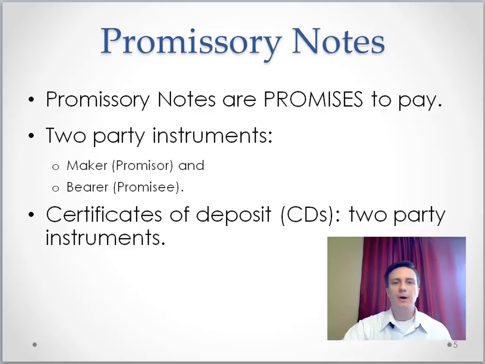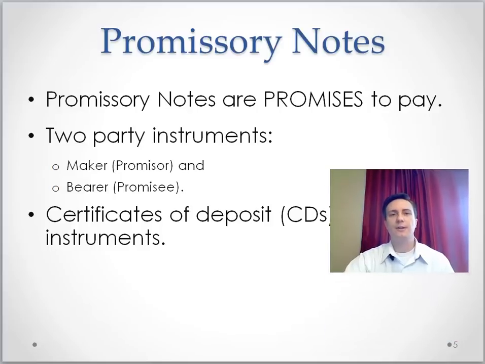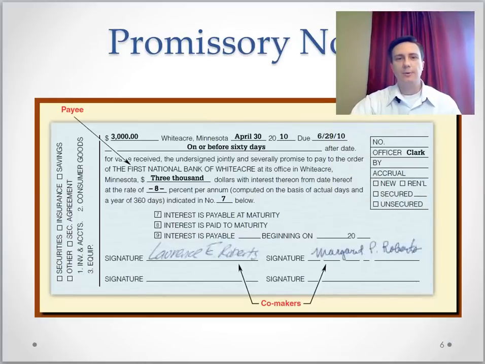And so it's a two-party instrument, just a maker and a bearer. And we see that another form of that would be a certificate of deposit. So let's just look at those two examples here and see what they look like. So here's a promissory note, very simple.